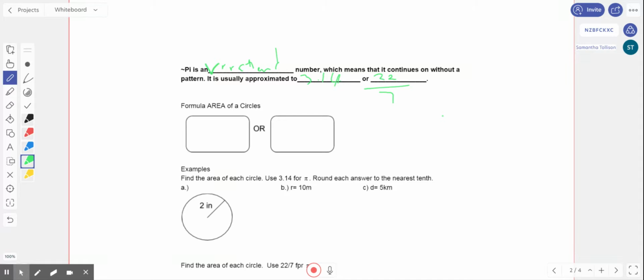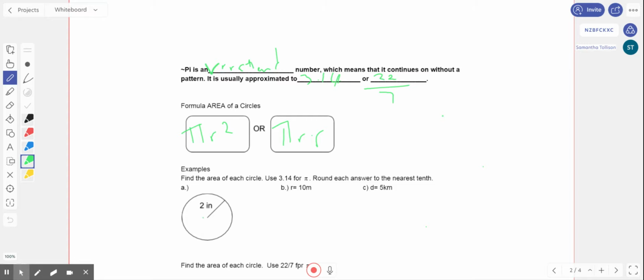So again, the area of a circle, area is pi r squared, or pi times my radius times my radius. So let's take a look at some examples. Find the area of the circle. We're going to use 3.14. We're going to round to the nearest tenth.